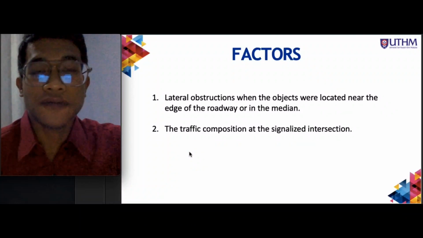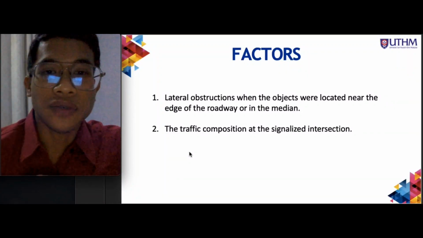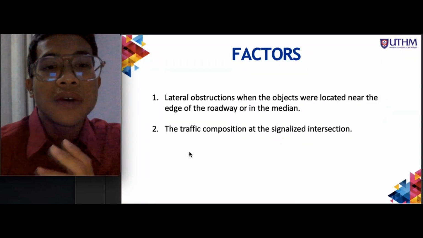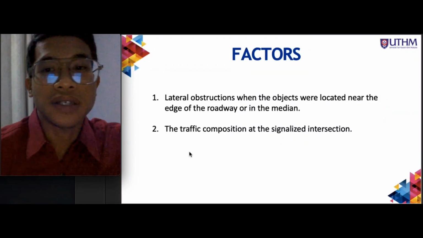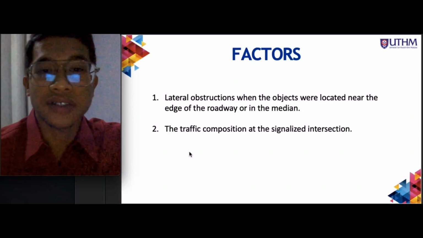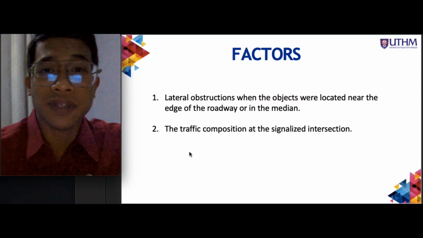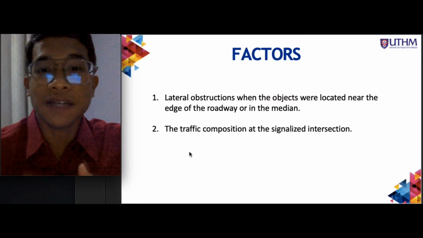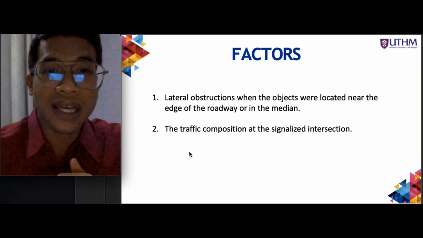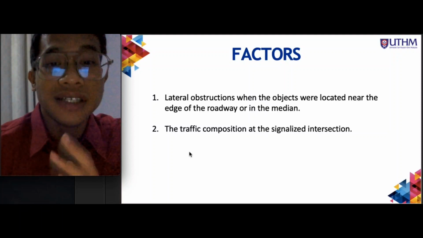Next are the factors for the decreased LOS. There were some factors contributing to the worst LOS. Firstly, the lateral obstruction, when objects are located near the edge of the roadway or in the median. This has the effect of reducing lateral spacing because the driver tends to move away from the objects. For example, the passenger cars from lane E tend to move away from the other passenger cars from lane W that were in the median during the red traffic light.